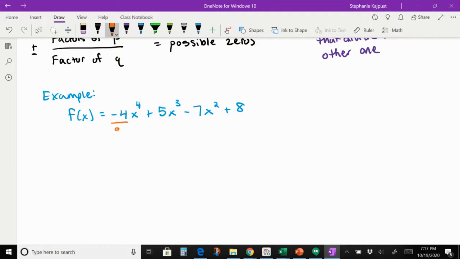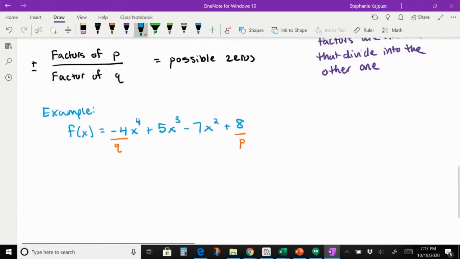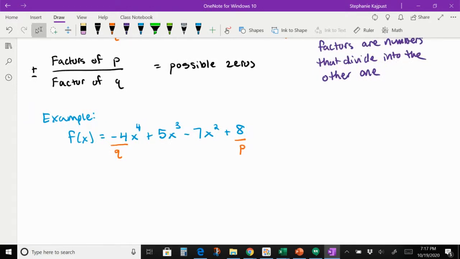And Q is the leading coefficient, so that's going to be negative 4. P is your constant term, which is 8. Now, the fact that Q is negative doesn't really matter because we're doing plus and minus. So the sign really doesn't matter. What matters is the number.